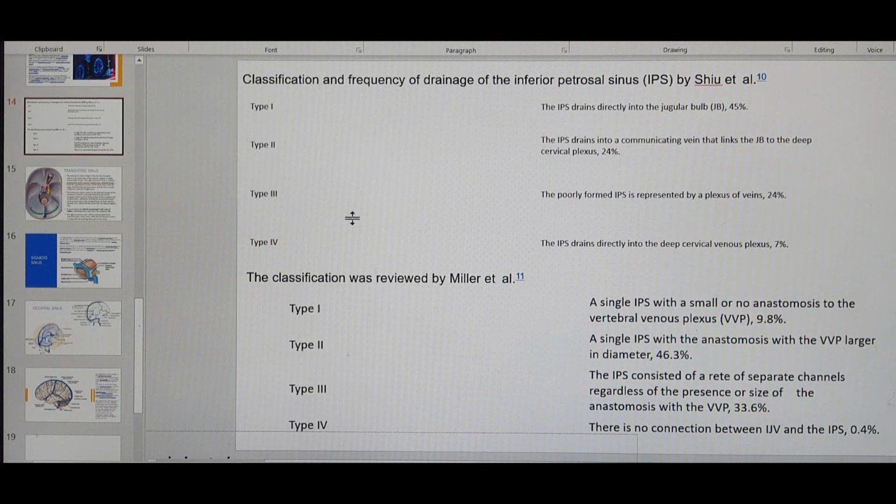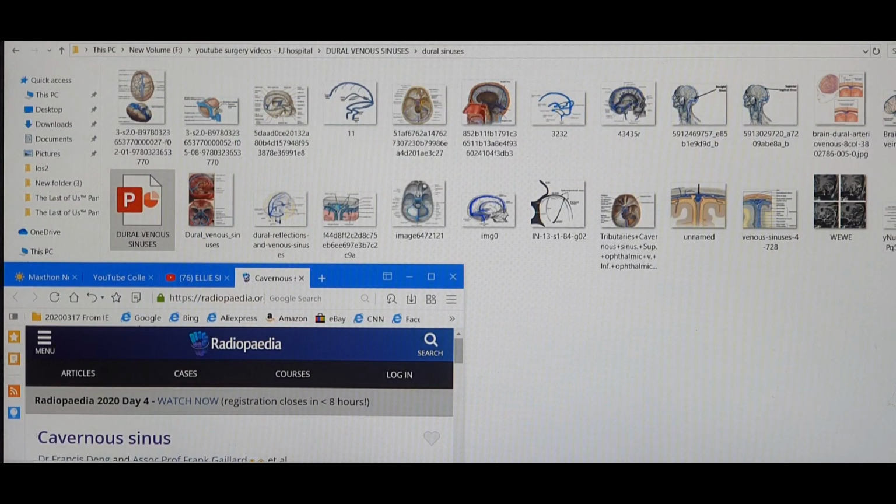Now, this classification was given by Xu et al. And the other classification is given by Miller et al. So you can see both have 4 types of classification. In all these classifications, there is no mention of drainage into the sigmoid sinus. As you can see over here, it does not drain there. So I think this classification is really important at a higher level for skull base surgeons, neurosurgeons and lateral skull base surgeons as well. So remember this point: the superior may drain into the sigmoid sinus, but the inferior will never.